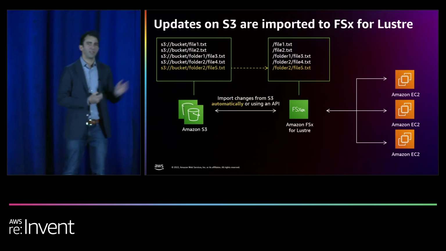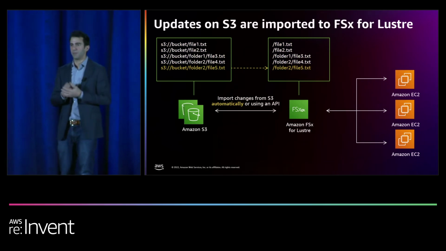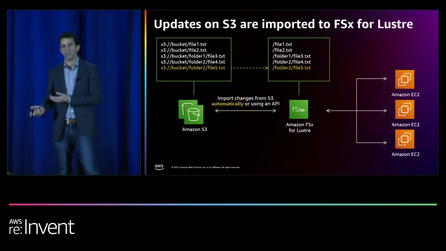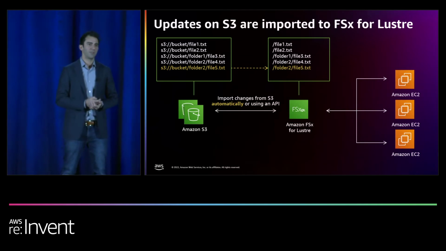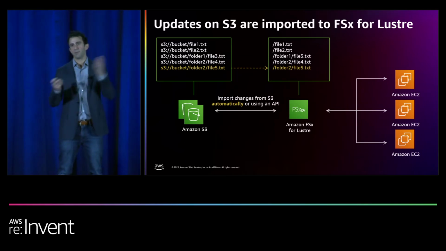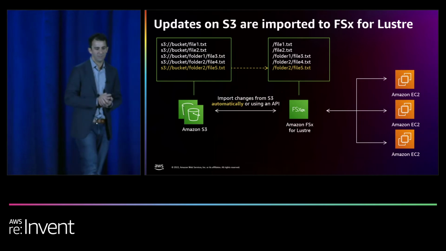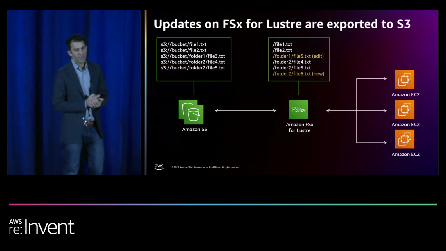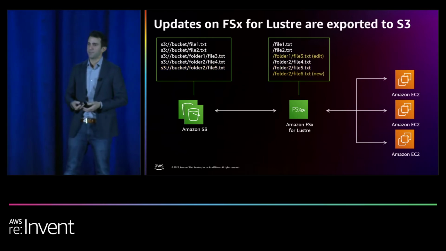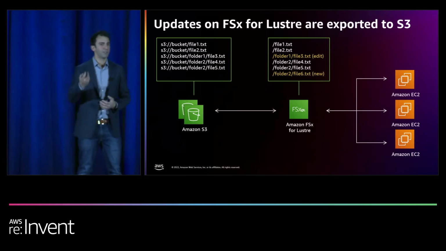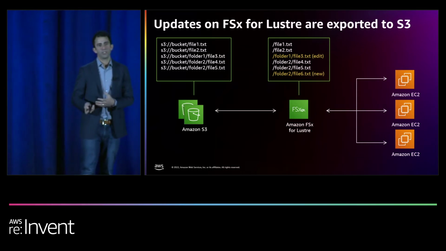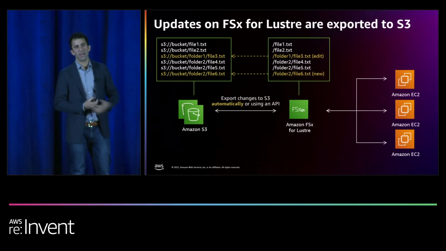If you make updates on S3, new samples come in from a sequencer or from your latest drive in your autonomous vehicle, those updates can be reflected on the file system seamlessly. And if you write to the file system, you create new files, you delete files, you edit files, all of those changes can be seamlessly exported back to S3 as well.